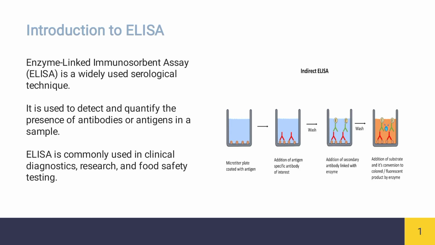ELISA means enzyme linked immunosorbent assay, which is a widely used serological technique. It is used to detect and quantify the presence of antibodies and antigens in the samples. ELISA is commonly used in clinical diagnostics, research, and food safety testing.